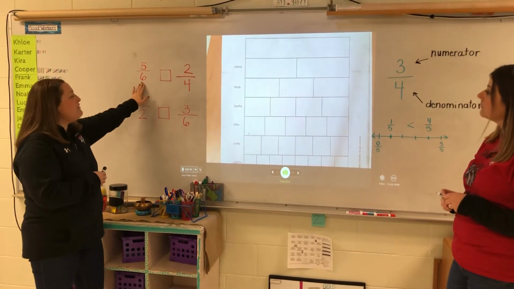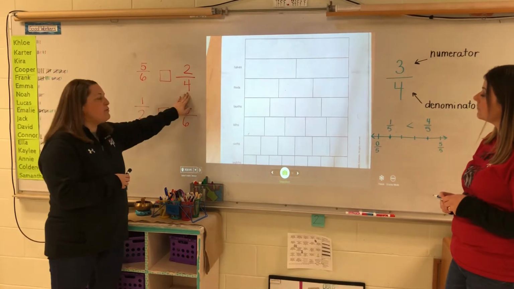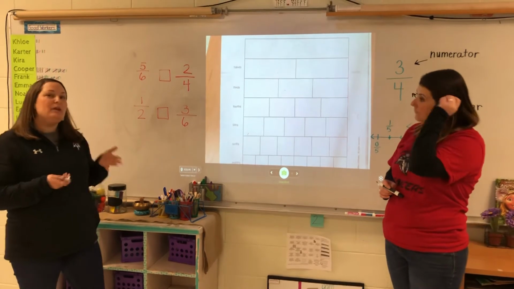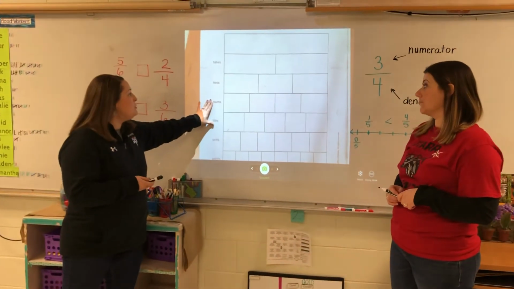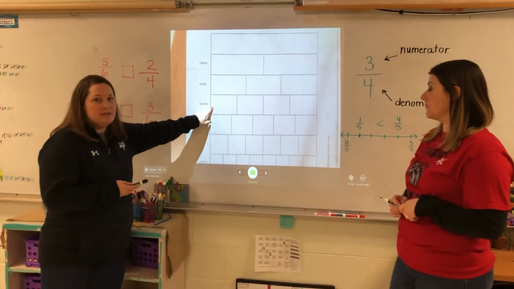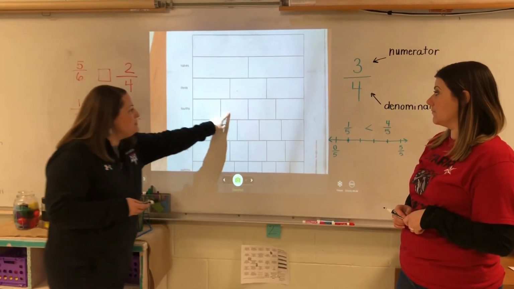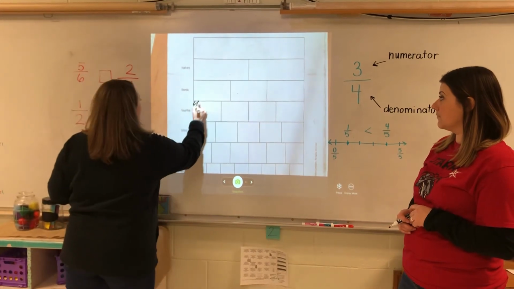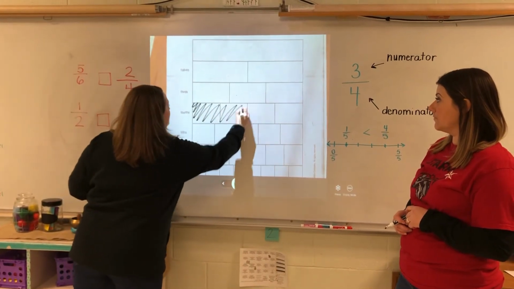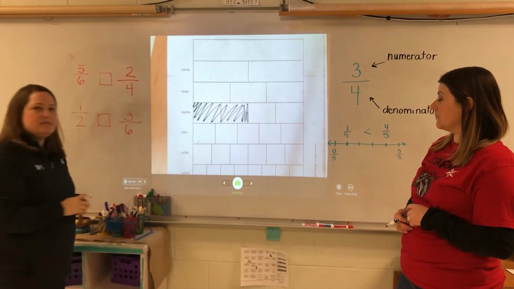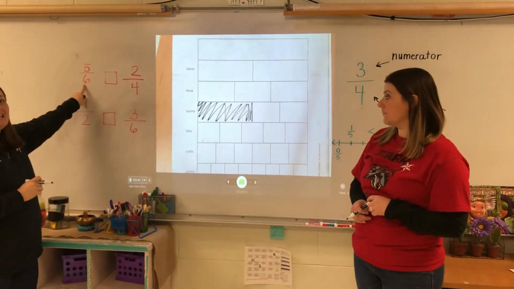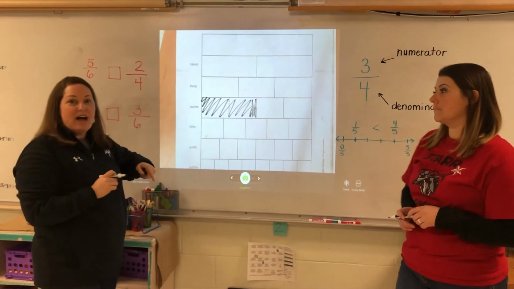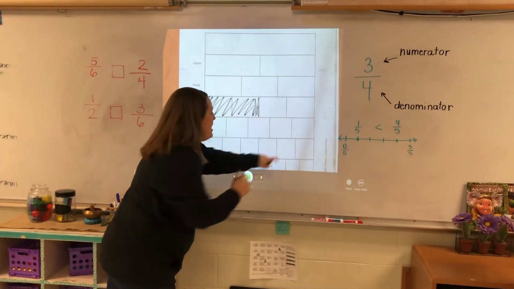So here I have 5/6 and I have 2/4. Some of us might already know which one of those is bigger, but if we didn't, what we can do on this tool is find our fourths, which is this row right here, 1, 2, 3, 4 pieces in the whole, and I could shade 2 of them in, because that would be 2/4. And then I can find my 6, which is right here, 6 pieces in the whole, and I can shade 5 of them in, 1, 2, 3, 4, 5.